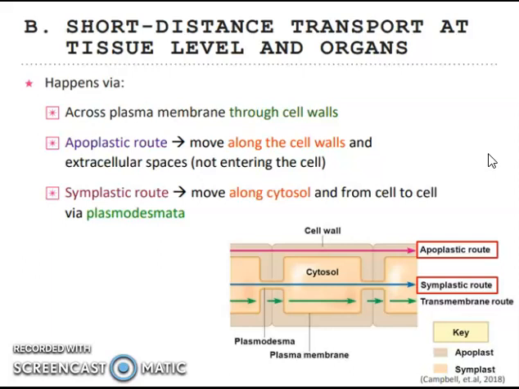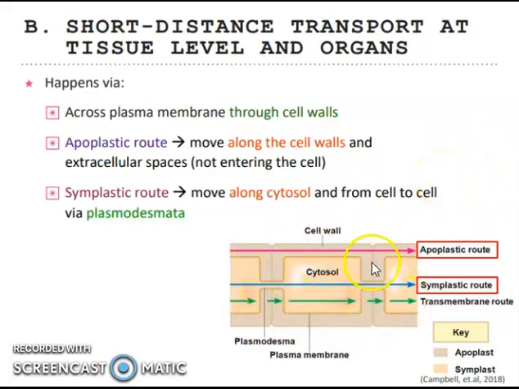The information in this slide is related to the second level of plant transport, which is called short distance transport of water or solute in plant tissue and organ. Water and mineral can travel through the plant by one of three routes or pathways. The first one is out of one cell, across the cell wall, and into another cell. This process we call the transmembrane route.